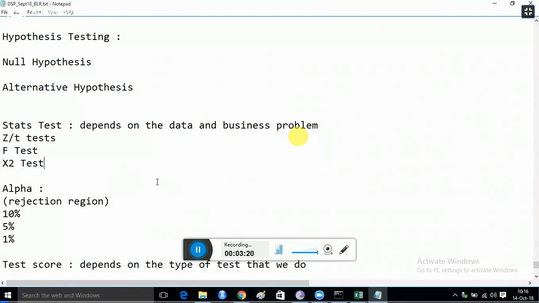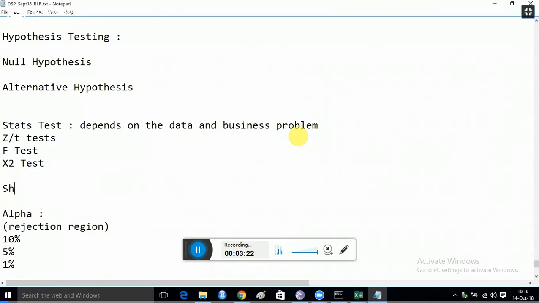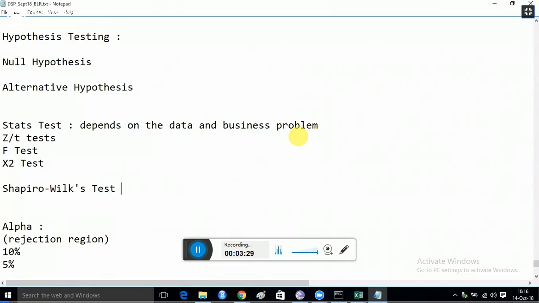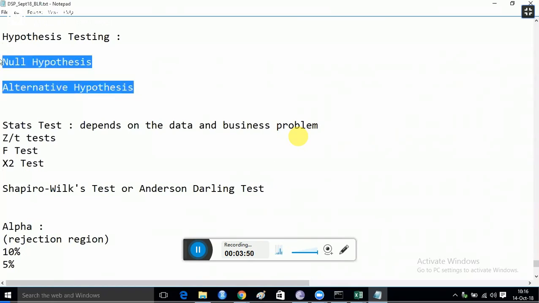There can be a lot of other tests here. For example, I have something called the Shapiro-Wilkes test, or a little bit improved version of the Shapiro-Wilkes test, the Anderson-Darling test. So these are some of the additional tests that we have in stats, which we might come across, at least theoretically, not in depth, right? So for all these tests, we have a null hypothesis and an alternative hypothesis, right?